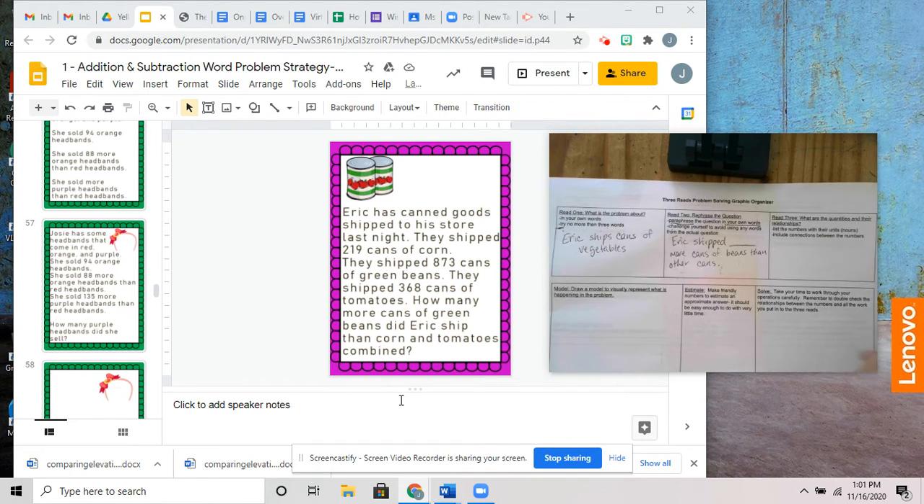All right, for the third read, what are the actual quantities and their relationships? So when we hear this word quantities, we should be thinking numbers now.